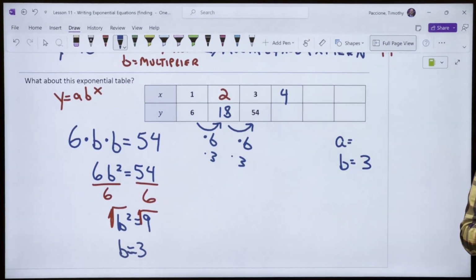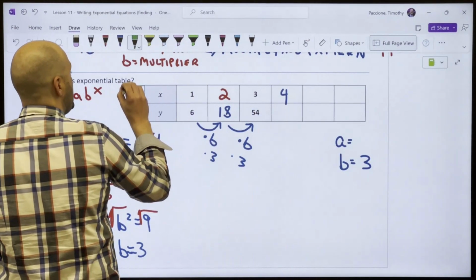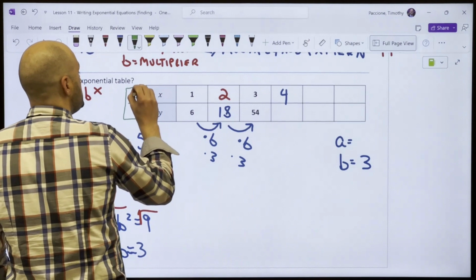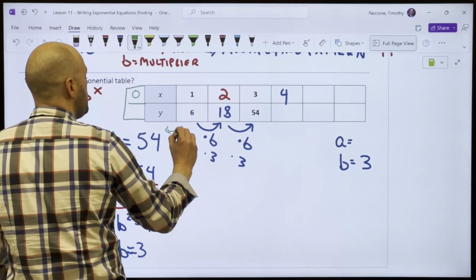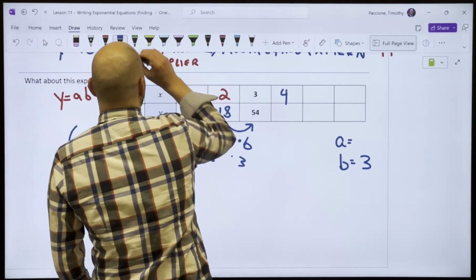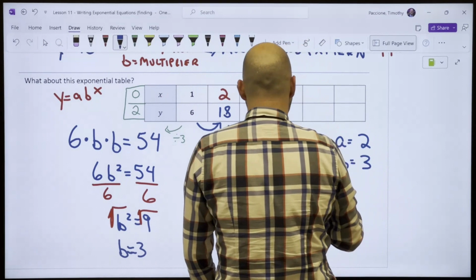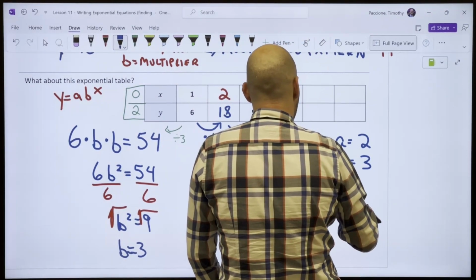We still need to find our a. What do we do now that we know our b? Divide by 3. Yeah, we got to go backwards, just like we did in the warm-up. So I'll add a box here, right? And I go to 0, backwards 1, so I would divide by 3. And I go from 6 to 2. So our a is 2, and our equation is y equals 2 times 3 to the x.